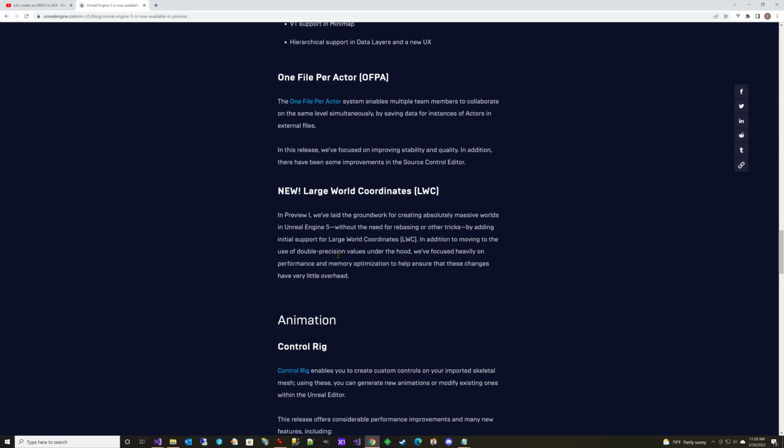In addition to moving to the use of double precision values under the hood, we focus heavily on performance and memory optimization to help ensure that these changes have very little overhead. So that is great to hear. Let's take a look at the code.